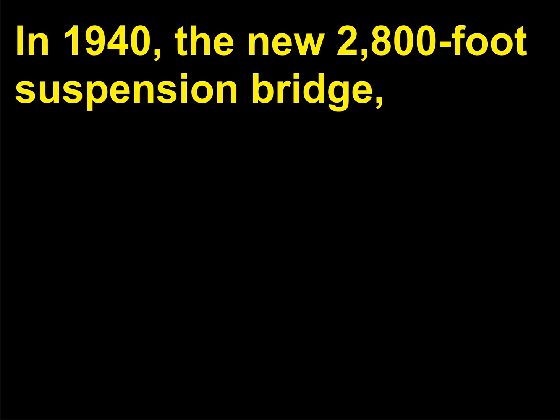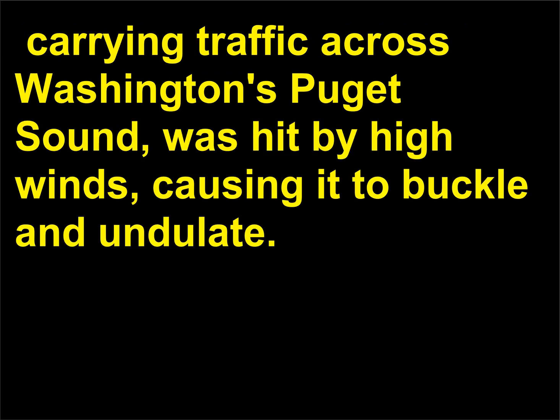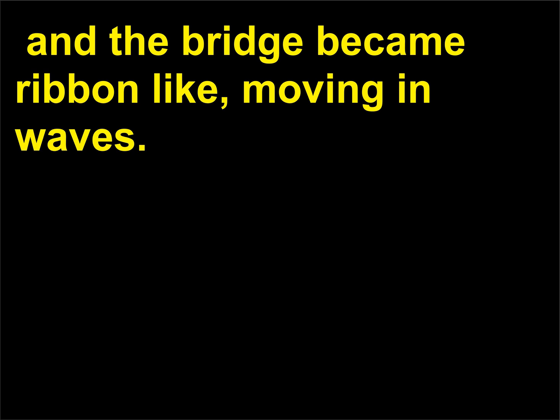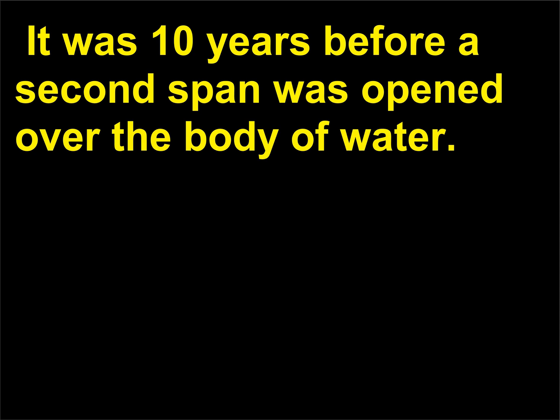In 1940, the new 2,800-foot suspension bridge, carrying traffic across Washington's Puget Sound, was hit by high winds, causing it to buckle and undulate. In the simplest of terms, an engineering error allowed one of the suspensions to give way in the wind, and the bridge became ribbon-like, moving in waves. It was 10 years before a second span was opened over the body of water.